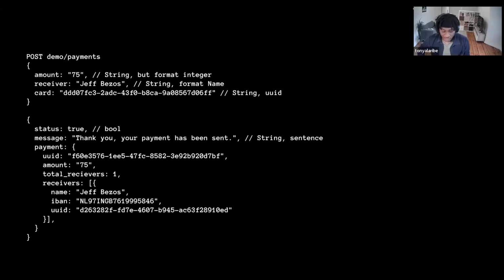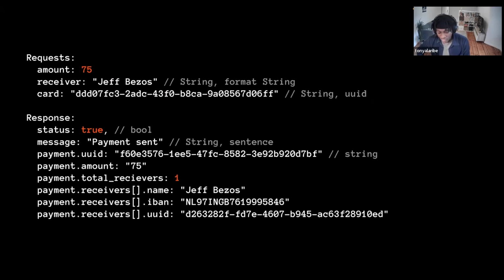But if we change how we look at this, some things become a bit easier. For example, if we flatten that API, the same API we looked at before, we get something like this. So our API becomes a sort of key value pair, pretty much. We know that payment UUID is this, payment amount is 75, payment receiver, this list, the name is Jeff Bezos. So now we have a key value pair that represents one request that comes in and out of our server.